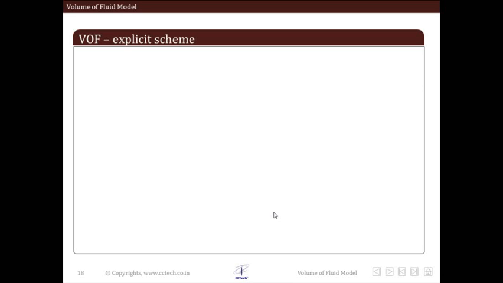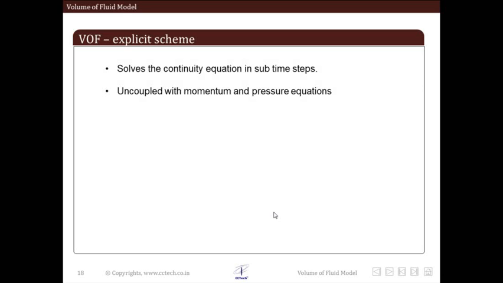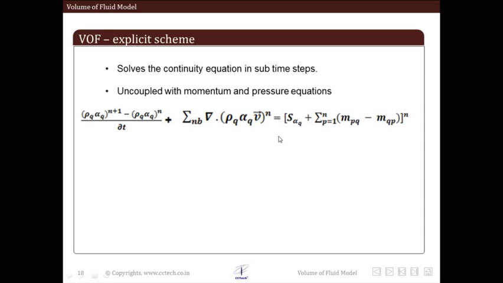Let us see, on the contrary, what goes on within the explicit scheme. The explicit scheme solves the continuity equation in the sub time step, but it is uncoupled with the momentum and pressure equations. That is, the phase continuity equation is not solved together with the momentum and pressure equations. Again, this is the general form of the phase continuity equation with the unsteady or transient term, the mass flow conservation term, and the balancing term.